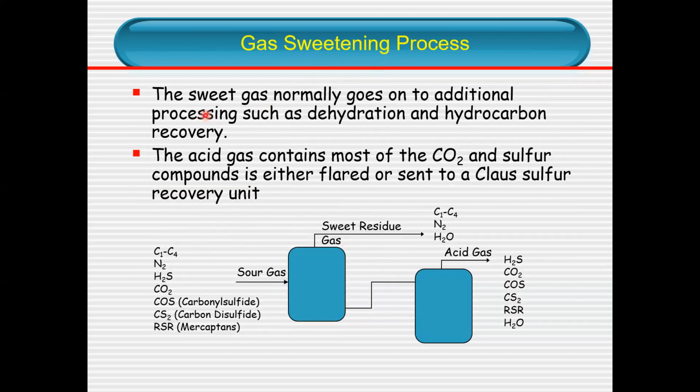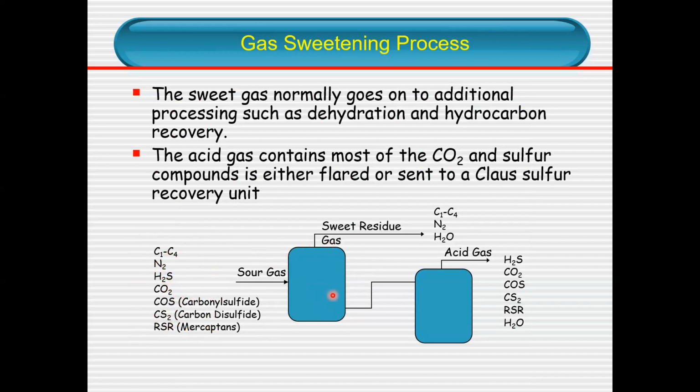In the gas sweetening process, the sweet gas normally goes to additional processes such as dehydration and hydrocarbon recovery. The acid gas contains most of the CO2 and the sulfur, which is H2S, and is either flared or sent to a sulfur recovery unit. So a sour gas contains all these things. Just giving one example, C1, carbon number 1, 2, 3, 4, methane, propane, butane, all these hydrocarbons that are part of the crude oil. And you have nitrogen, hydrogen sulfide, CO2, and all these other elements. The gas containing H2S and CO2 is called sour gas.